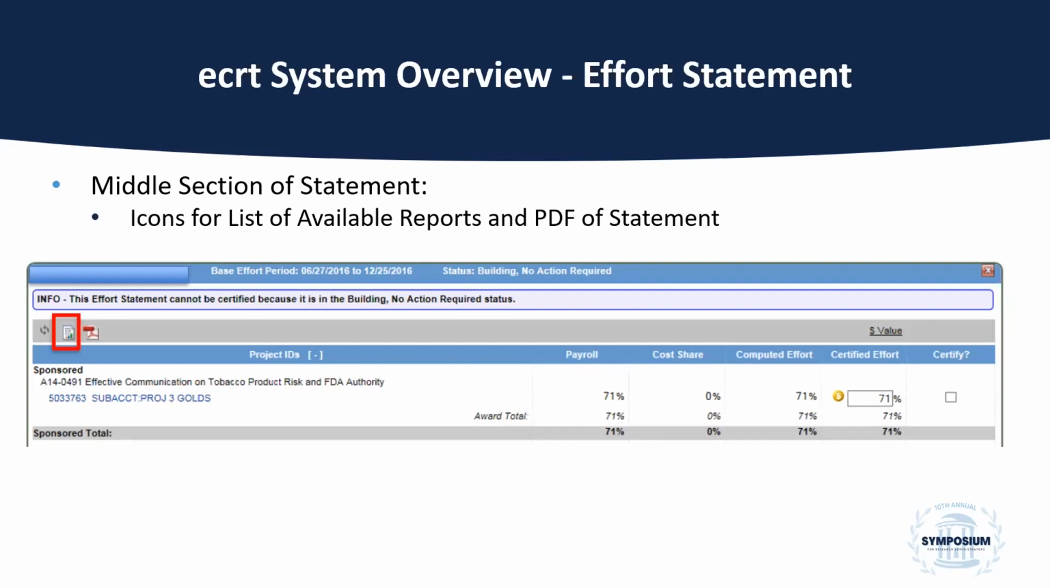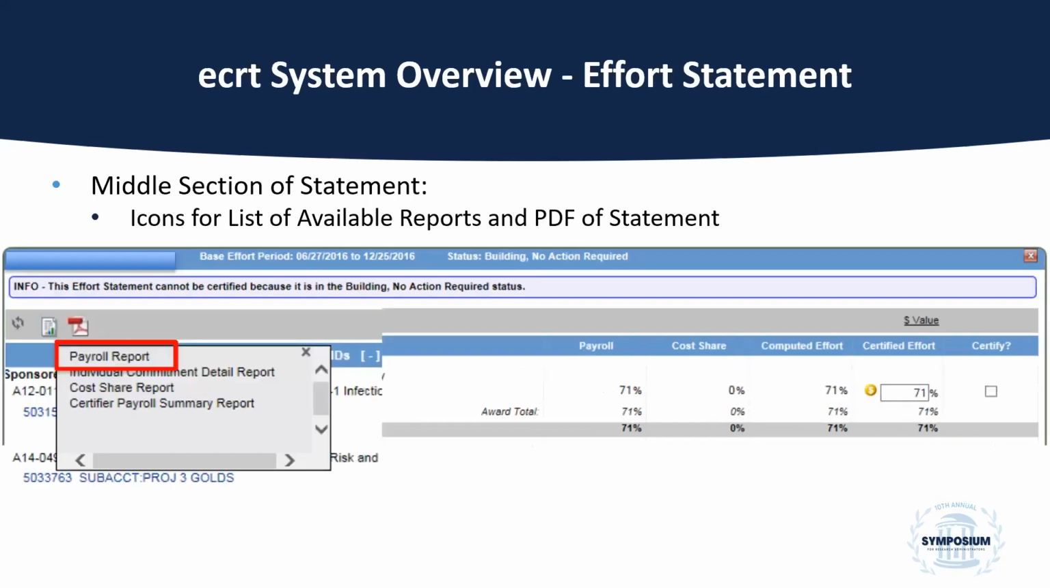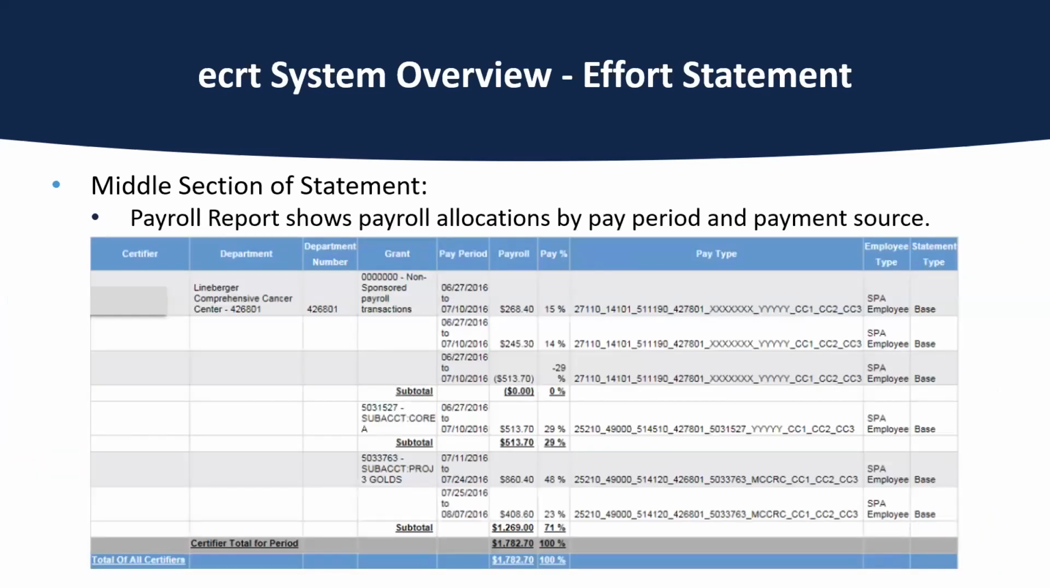Also in that middle section, you can access a number of important reports by clicking on that bar graph icon that's boxed in red there. When you click that icon, you'll see a drop-down list of reports you can select. The payroll report is one of the most important reports that we can use there. Once you select that, it will open in a different screen in your web browser, and it will look like this.